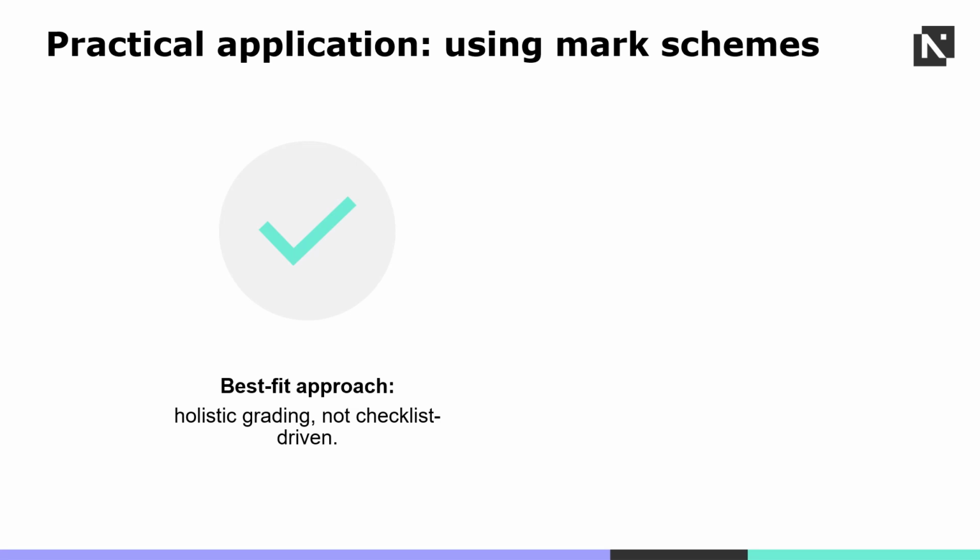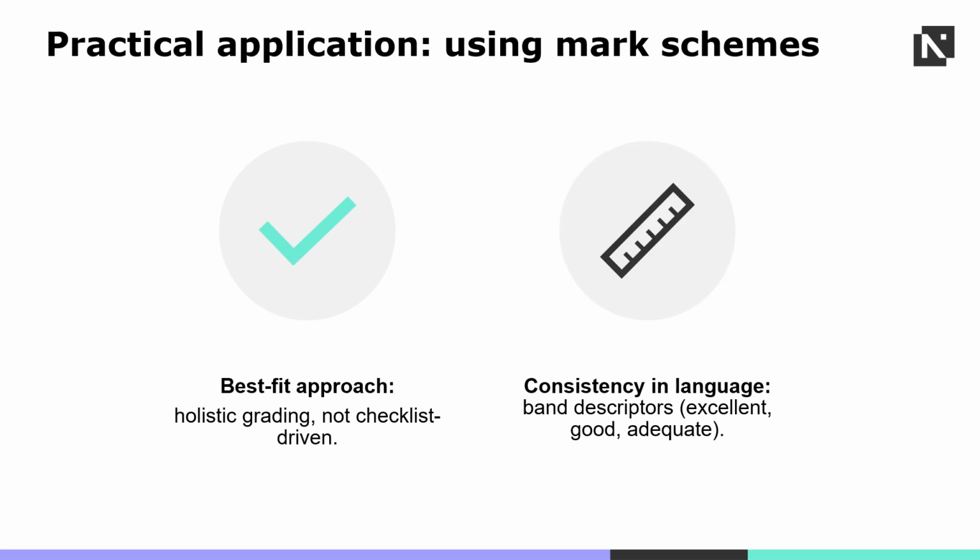Using the marking scheme effectively involves a best fit approach. Assess responses holistically, considering overall reflection quality rather than checking every detail. Mark bands provide descriptors like excellent or adequate to ensure consistency. By keeping language aligned with the mark scheme, we set clear expectations, which also guide students in their reflective development.